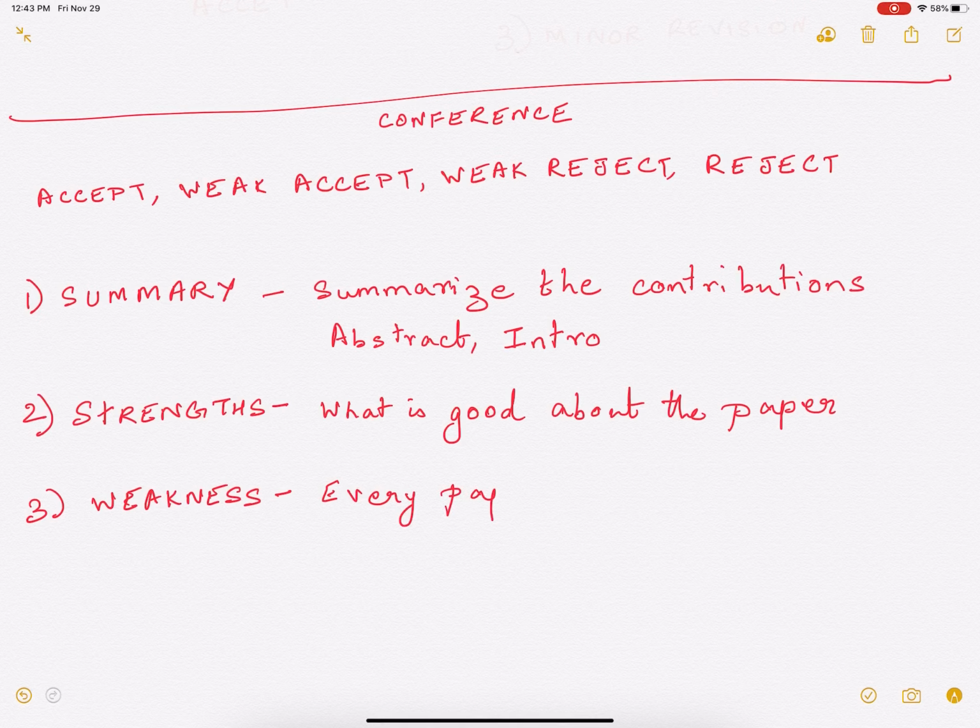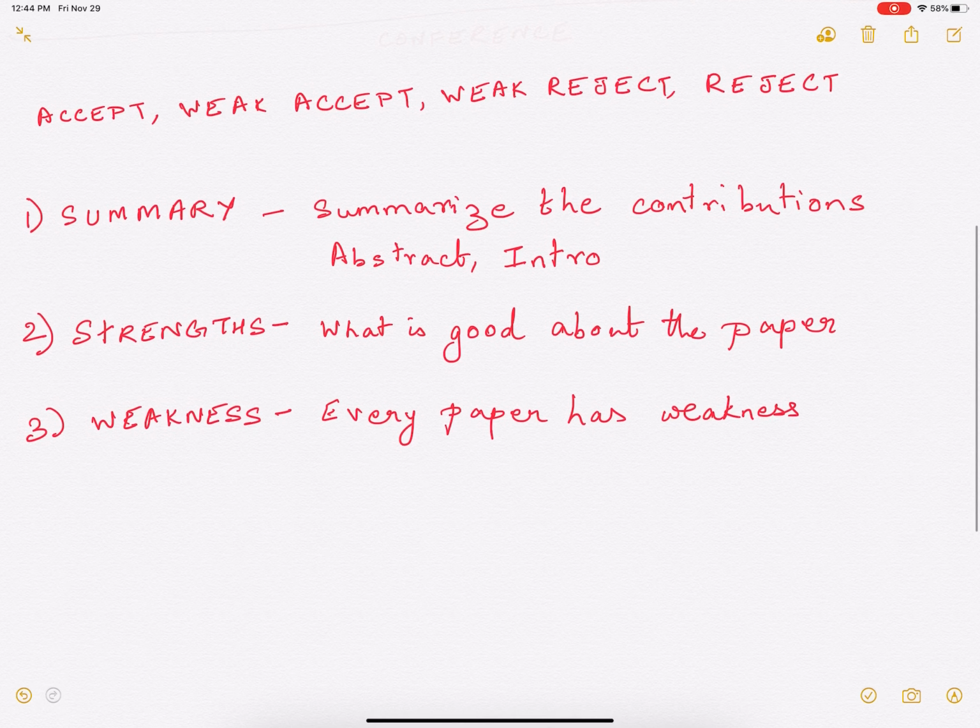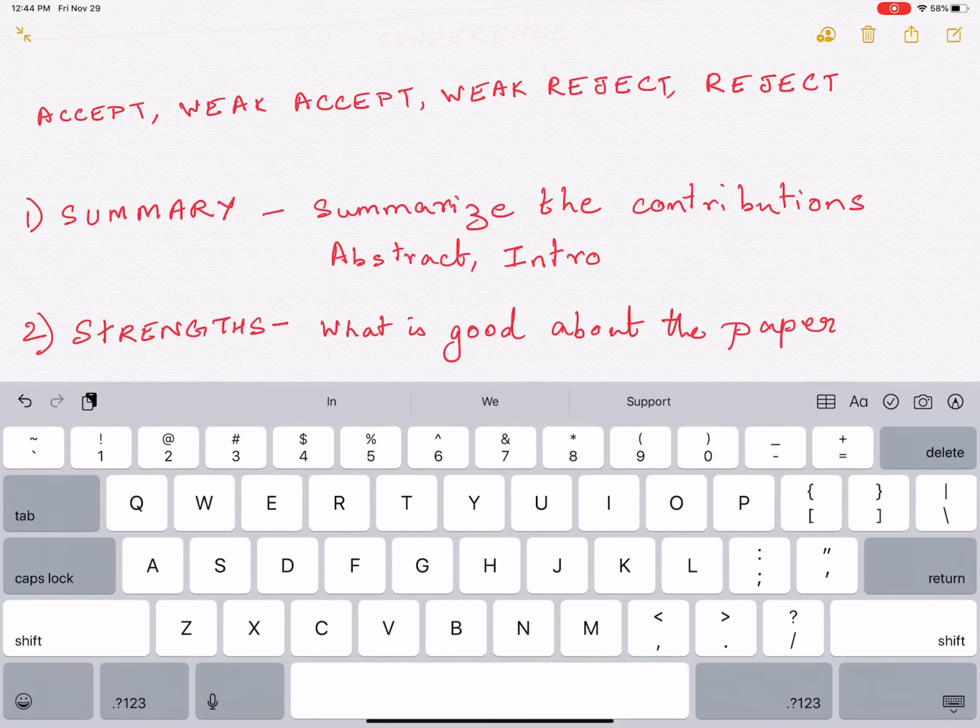Every paper has weaknesses. There is no paper that has been published which is perfect. Because if it was perfect, then there will be no further research necessary in that area. So it has some set of limitations. And as a reviewer, it is your responsibility to find out the weaknesses. Now, what could be the weakness of a paper?